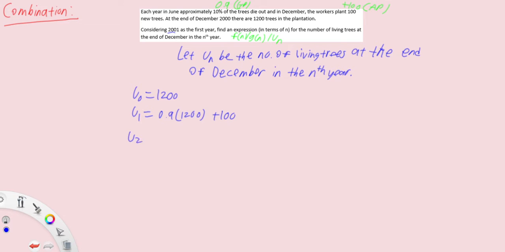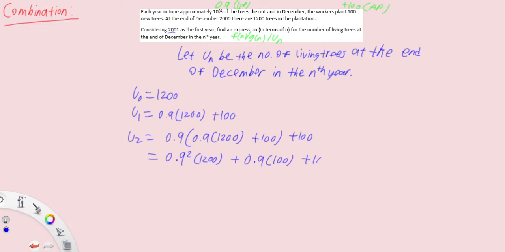Now, U2, same thing, all right? 0.9 times whatever happened in U1, so 0.9 times (0.9 times 1,200 plus 100), and then in December 2002, they add another 100. Now we will simplify, but not really add into entire values, but we make it such that we will find a pattern here. If you notice, we get sort of like a GP and an AP together, right?